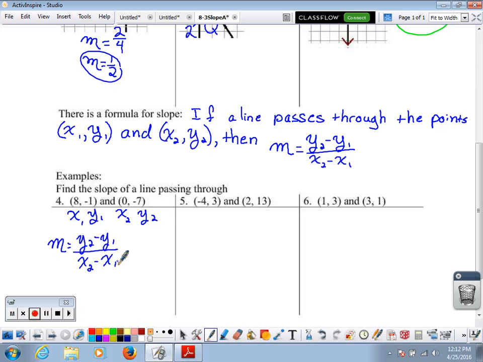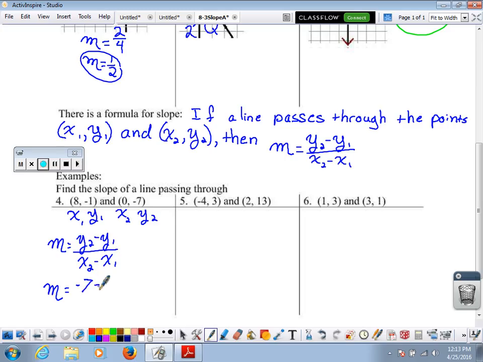So now what we do is we'll take those values, substitute them in place of those variables. So we can say m equals my y2 is negative 7 minus my y1 is negative 1, all over my x2 is 0 minus my x1 is 8. Now once we have the pieces subbed in, then it becomes a whole lot simpler to simplify it, to find the value, to find the answer.